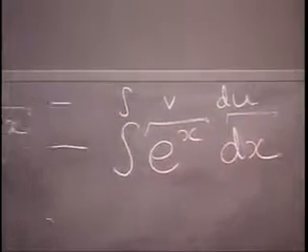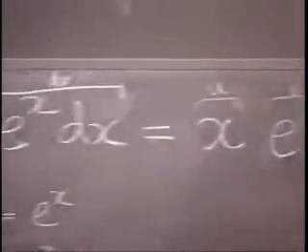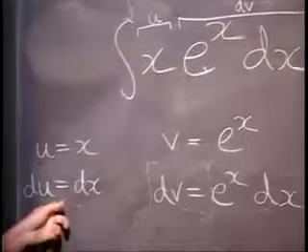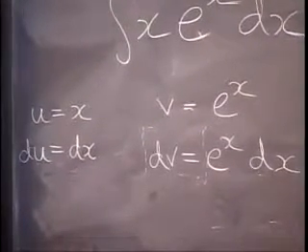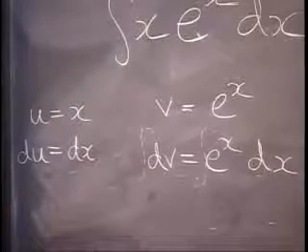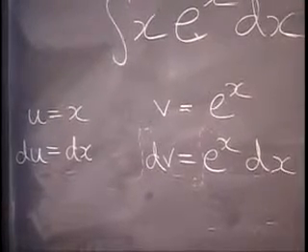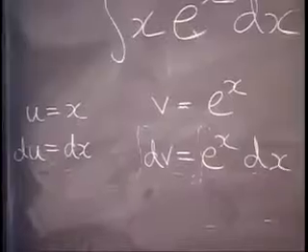So I've substituted the values of u and v and du. I actually didn't need dv again because it doesn't appear on the right-hand side. So that's a correct equation that comes from the integration by parts formula.